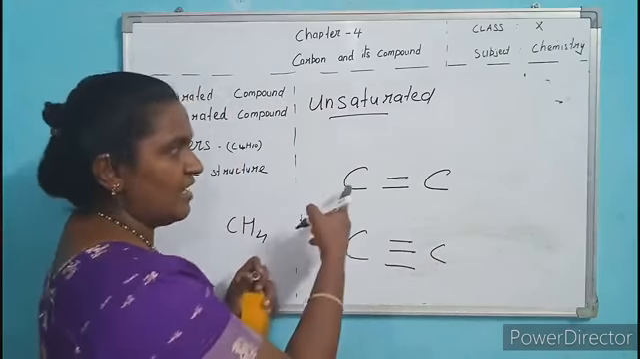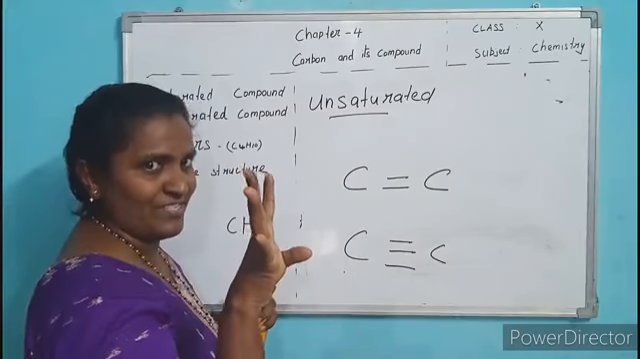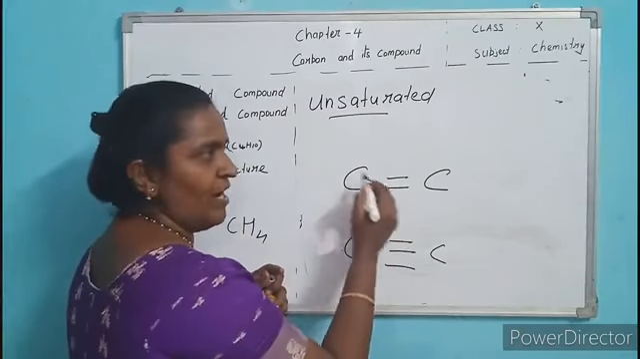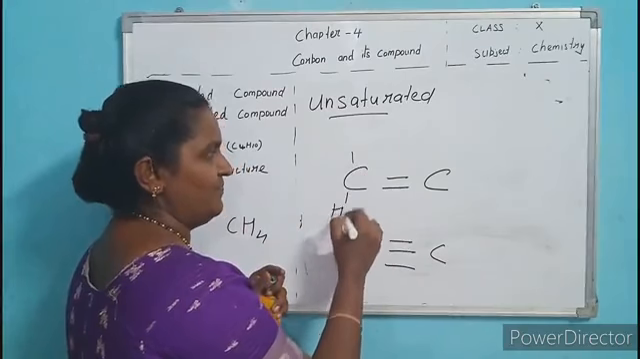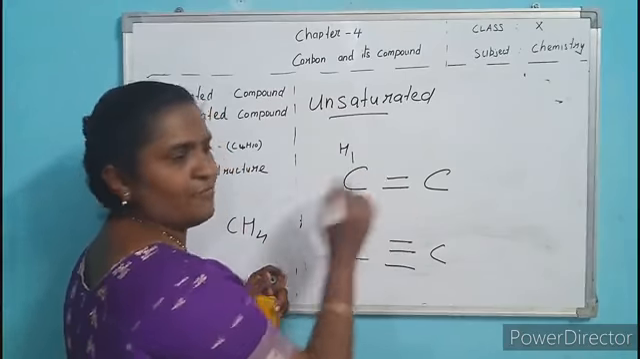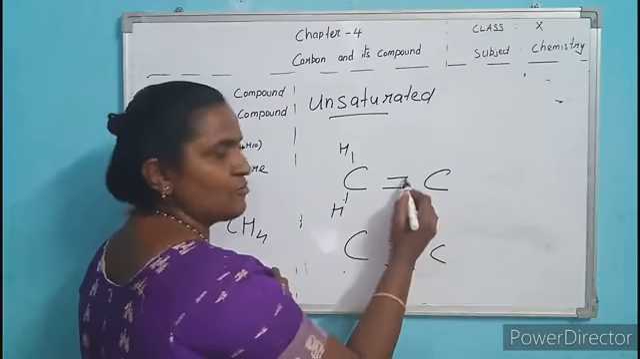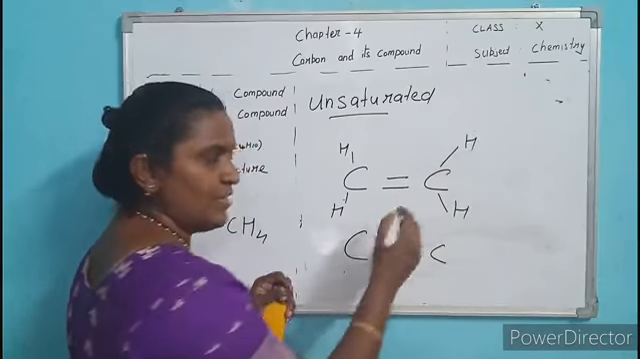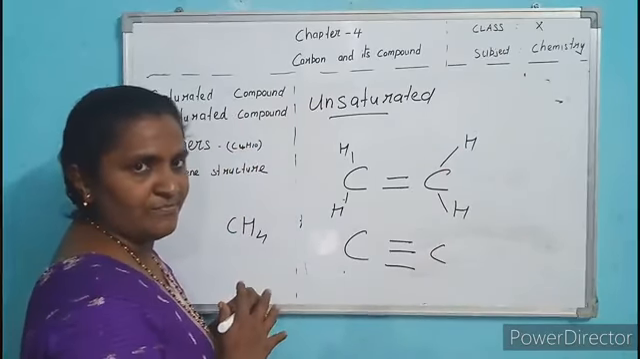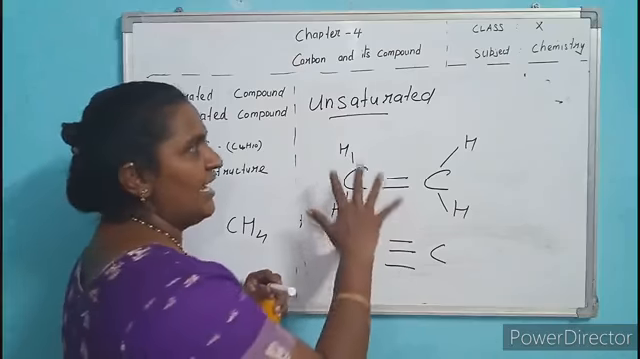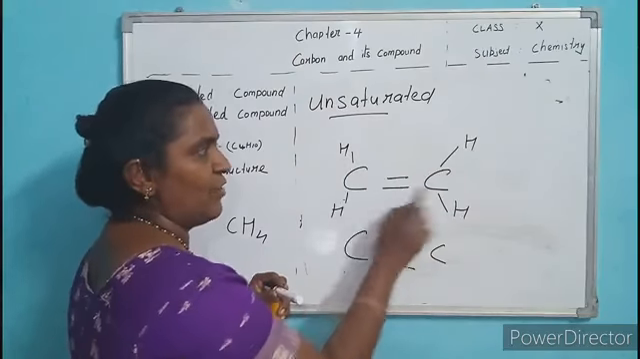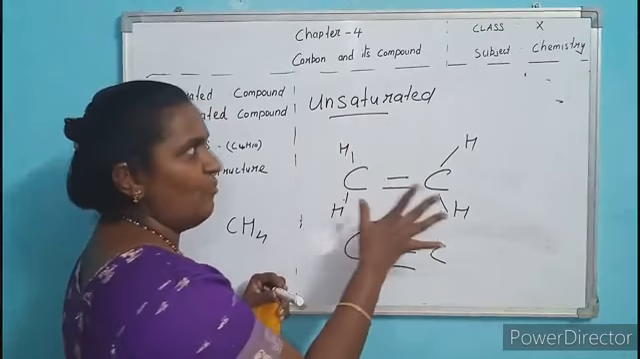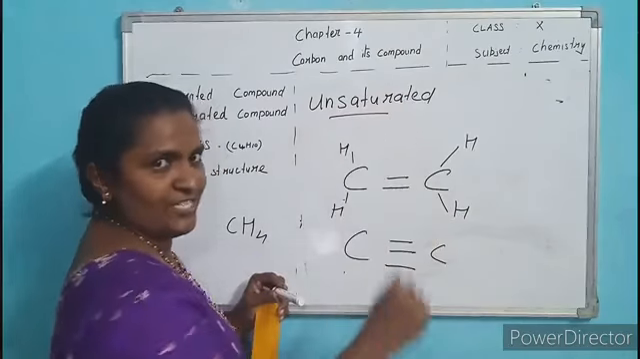Now I told you each carbon should have how many bonds? 4 bonds. This carbon has 2 bonds, make it 2 more, so 1, 2, 3, 4. This carbon has 2 bonds, again make it 3, 4. So each carbon should have 4 bonds. It is called hydrocarbon because it is made up of only carbon and hydrogen. What type of hydrocarbon? Unsaturated.